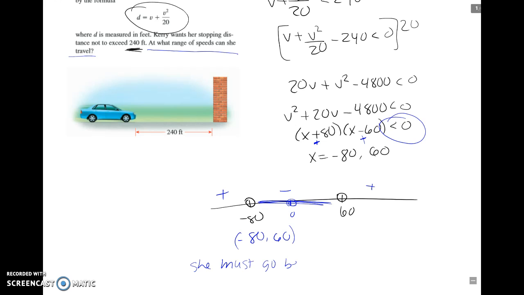So she must be going between 0 and 60 miles per hour, not including 60 miles per hour. And that is your answer.